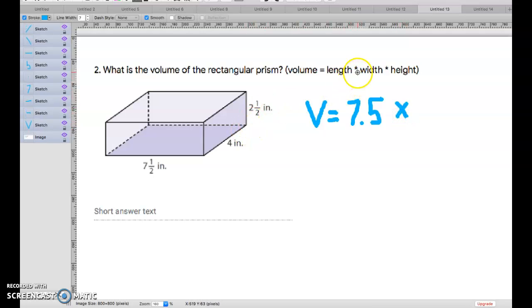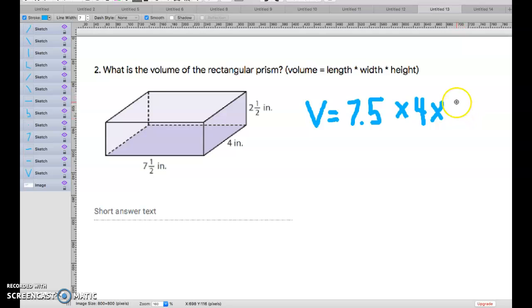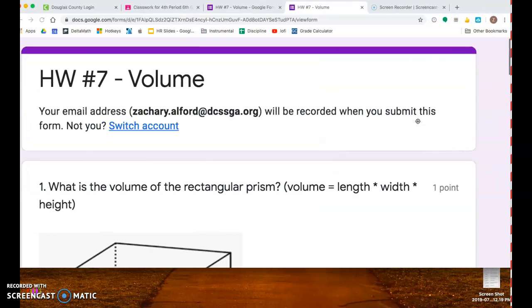So 7.5 times, and some people were adding all these numbers together. That's not what we do. You multiply your three numbers together. 7.5 times my width. Again, we said this is the height, so 4 is the width. So 7.5 times 4 times, again, we're just multiplying all of our numbers together. The height we said was 2.5. So I'm just going to multiply 7.5 times 4 times 2.5.